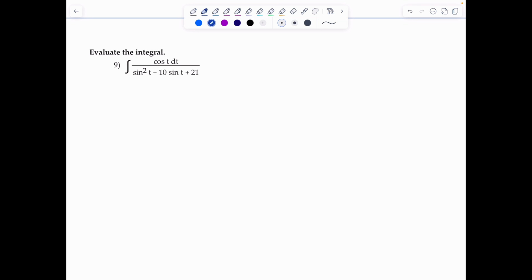So evaluate the integral. Notice we have a quadratic function in terms of sine and then just one lonely little cosine. That's screaming to me that we need to do u substitution. So let me let u be sine t, and then du is cosine t dt. So this is going to be the integral of du over u squared minus 10u plus 21. Now from here, hopefully you recognize it's time to find the partial fraction decomposition of the integrand.